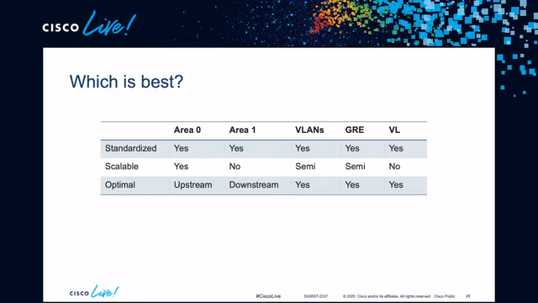Here's a quick comparison of the 5 different approaches we've discussed so far. We could put the link only in Area 0, only in Area 1, we can use VLANs, GRE tunnels, or virtual links. None of these solutions has a yes in every column. This should be an indication that none of these solutions are really appropriate for our business scenario.